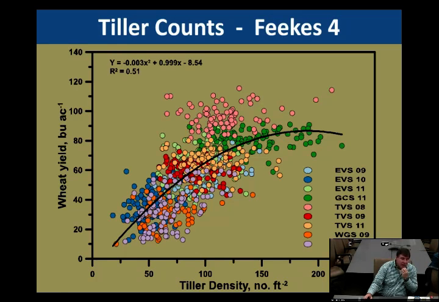I mentioned the work in North Carolina, and they'll use a cutoff of say somewhere around 50 tillers per square foot, roughly. And if you look at that, look how much variability we had. Or even if you go to 100, we had some that were down at 35 bushels to the acre, and then we had some all the way up to 110.